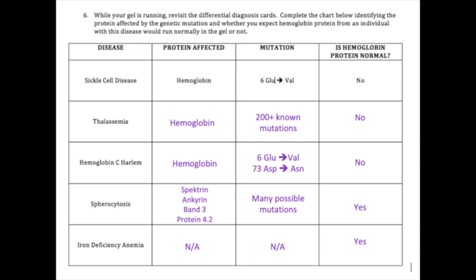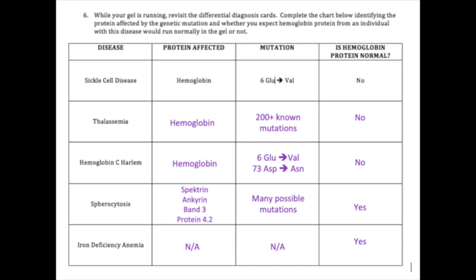Thalassemia is also caused by mutation to the hemoglobin gene. To date, over 200 different mutations are known to cause thalassemia. Again, the hemoglobin protein will not be normal for an individual with thalassemia. Hemoglobin C Harlem, as the name implies, does affect the hemoglobin protein as well.